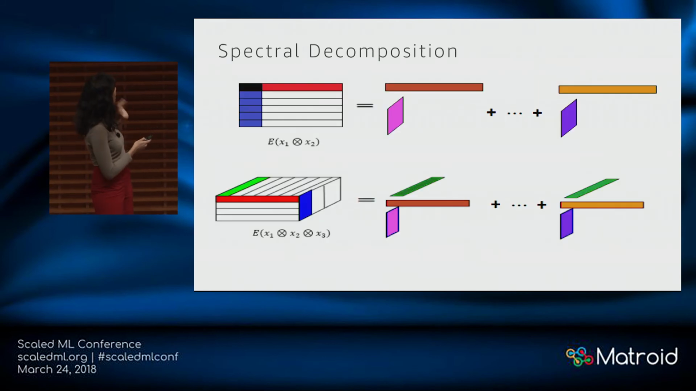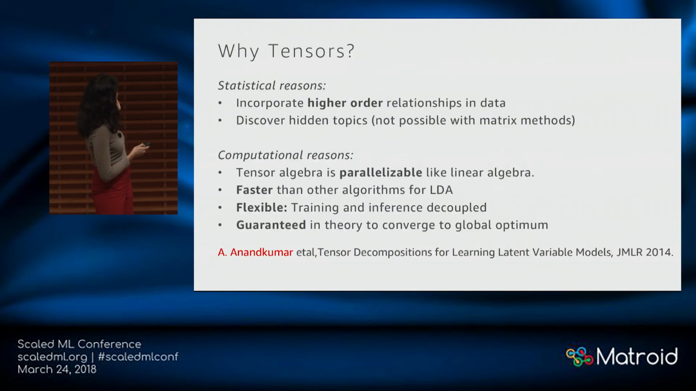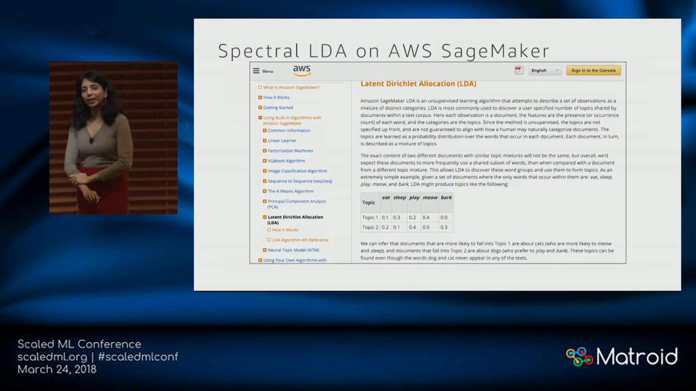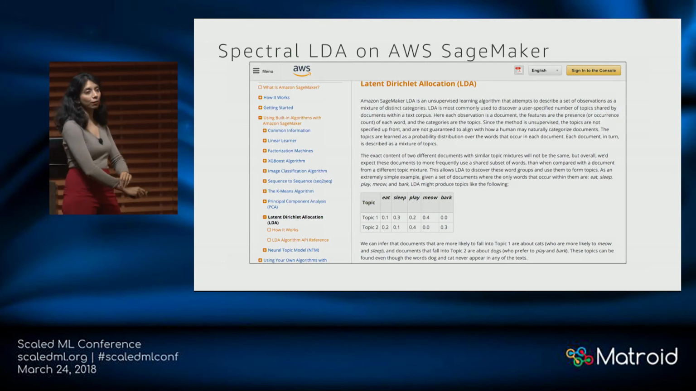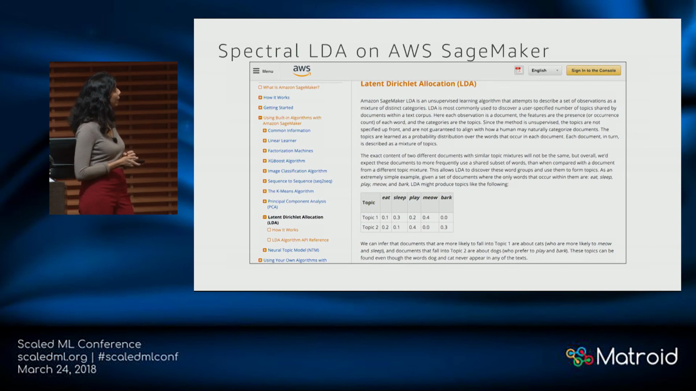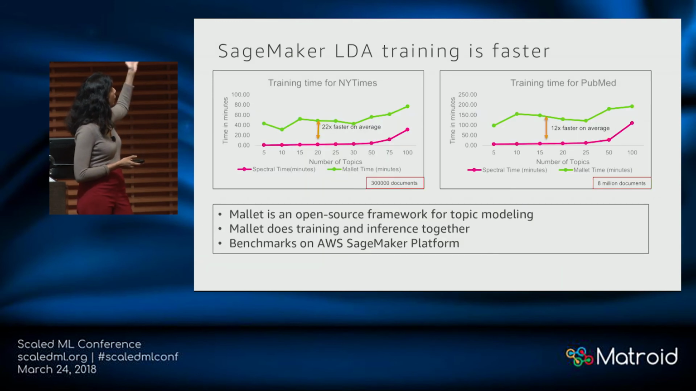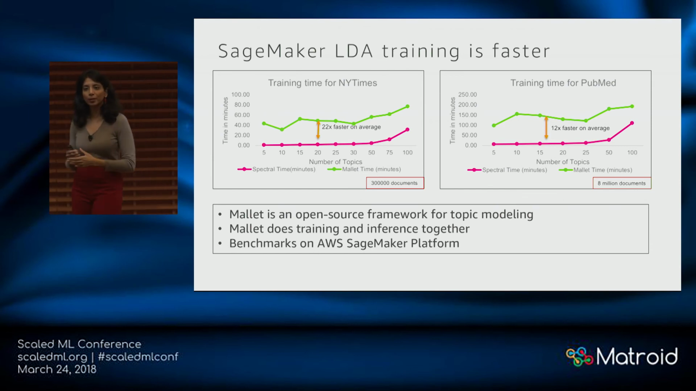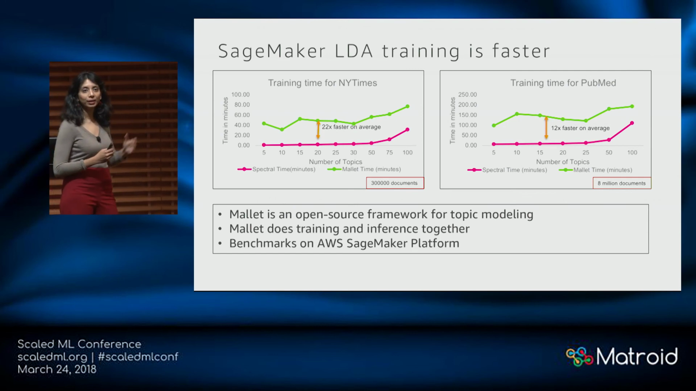Since I'm running out of time, I will skip the details here. But this algorithm is available on SageMaker. That's the machine learning platform at AWS that we've recently launched. And so you can go ahead and run that. And it turns out that the tensor algorithm is much faster for training topic models compared to some open source frameworks like Mallet. And this is available on SageMaker, so you are welcome to go and try it out.